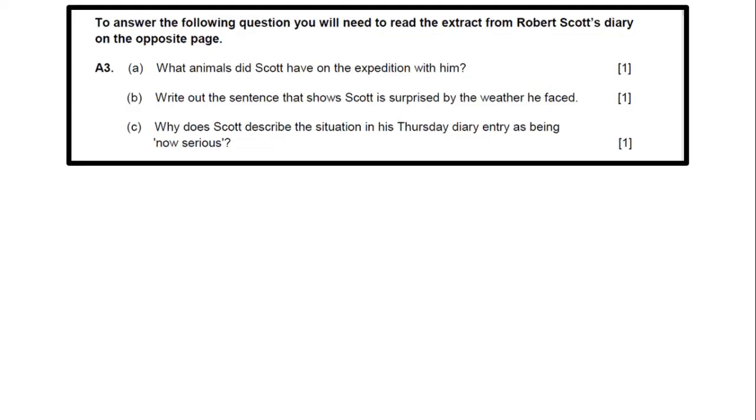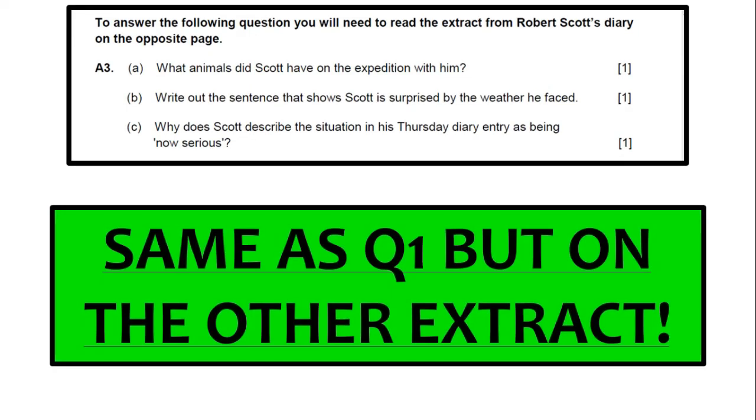Question 3 is the same as question 1. The only difference is on the 19th century extract, so it's on the older extract, but you're doing exactly the same again, finding information. Okay, question 4.